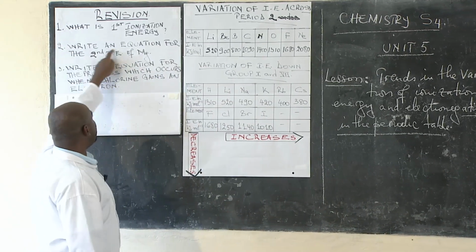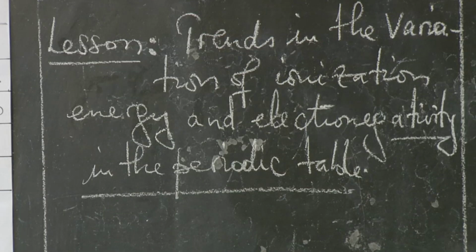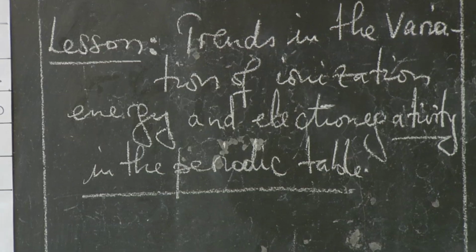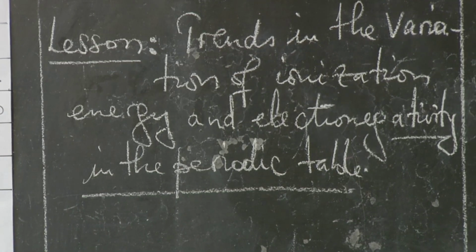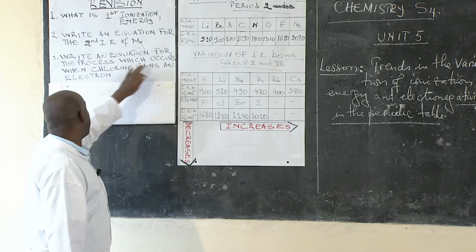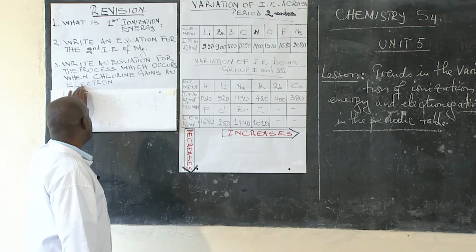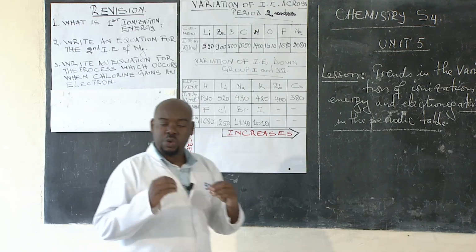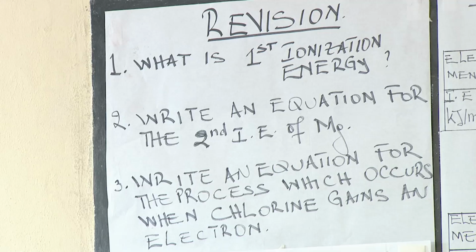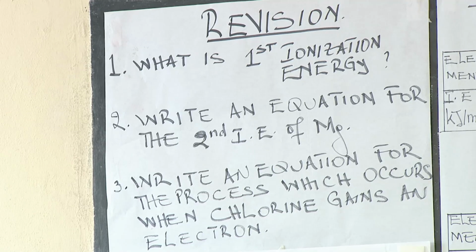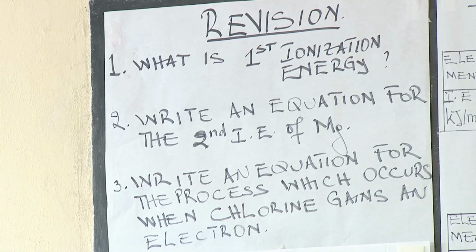Number two, you write an equation for the second ionization of magnesium. And number three, you write an equation for the process which occurs when chlorine gains an electron. You write an equation for chlorine gaining an electron. You have 1 minute to finish.